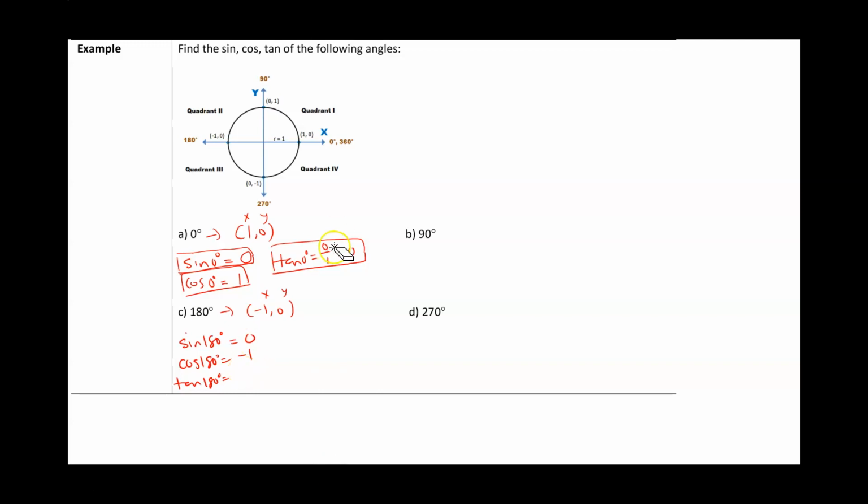So tangent of 180 is still going to be y over x. So y is 0, x is -1, so tangent of 180 is also going to be 0.